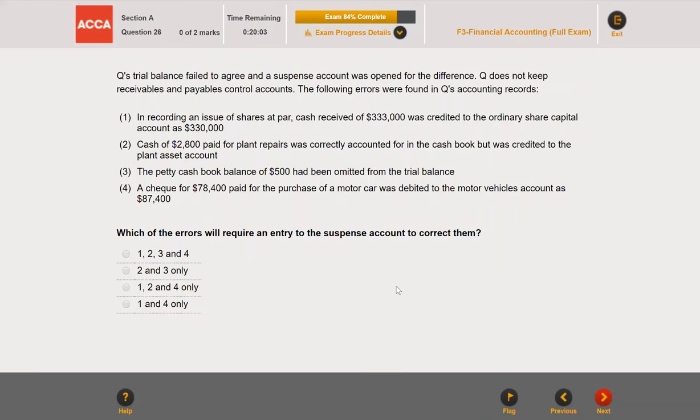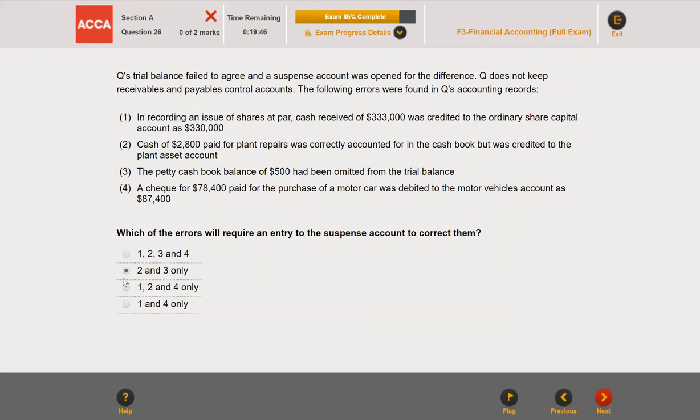1. In recording an issue of shares at par, cash received of 33,000 was credited to ordinary share capital account as 330,000. So this is an error of transposition. This will affect trial balance. So it means B is the wrong answer.